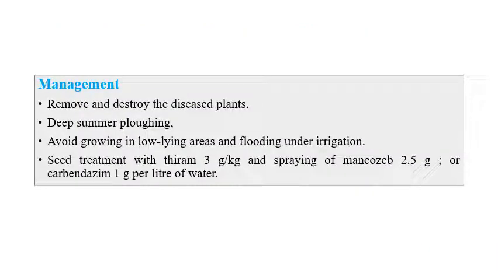Coming to the management aspects, removing and destroying infected diseased plants and deep summer plowing can be recommended, and avoid growing in low-lying areas and flooding under irrigation. Seed treatment with Thiram 3 gram per kilogram of seeds and spraying of mancozeb 2.5 gram or carbendazim 1 gram per liter of water can be recommended.